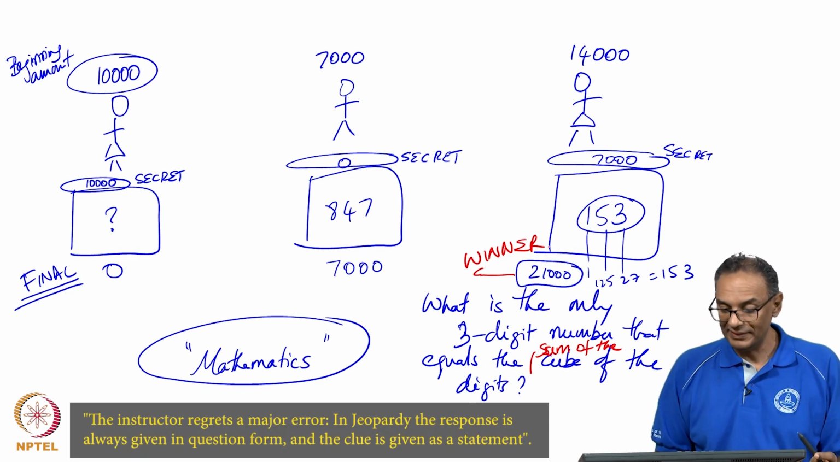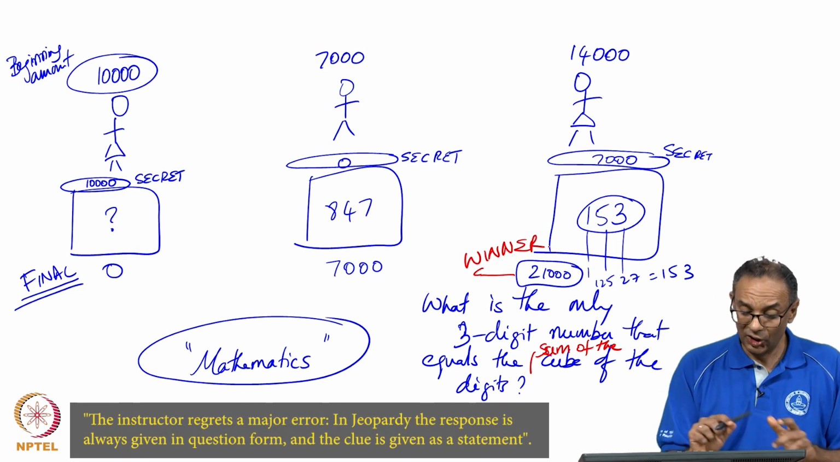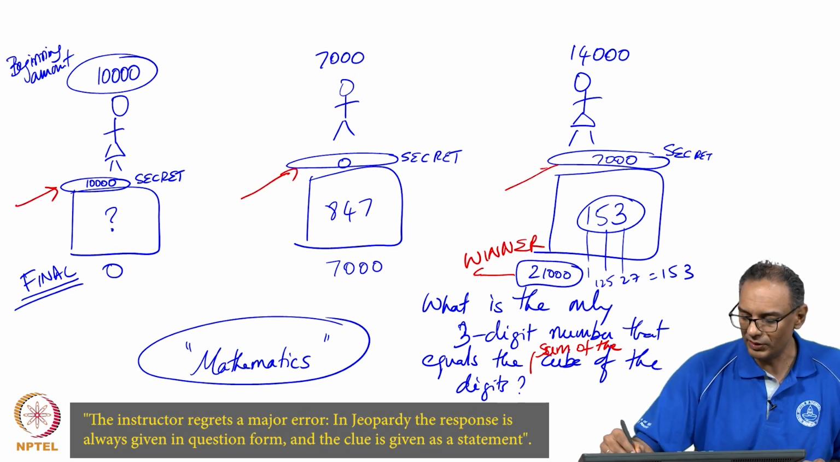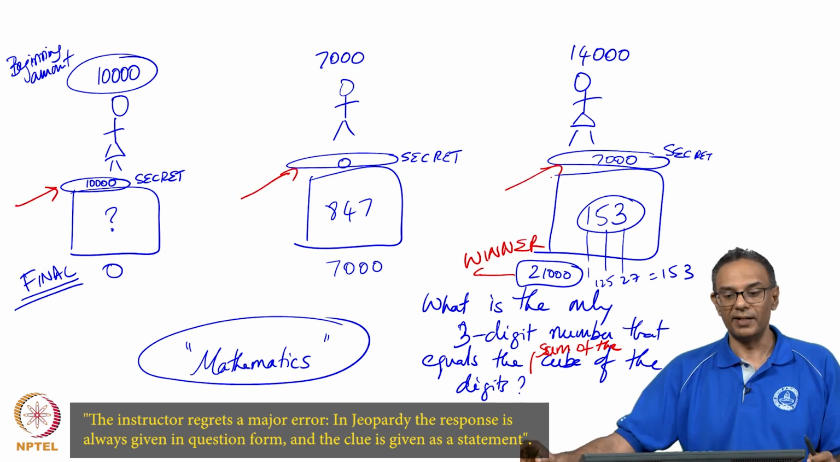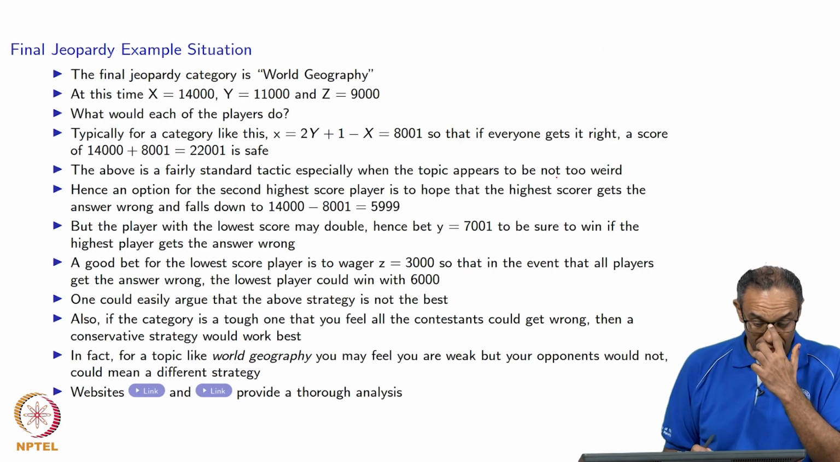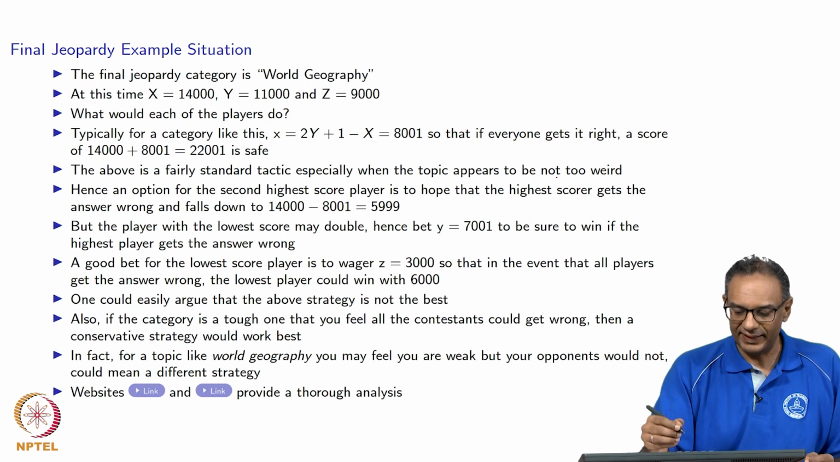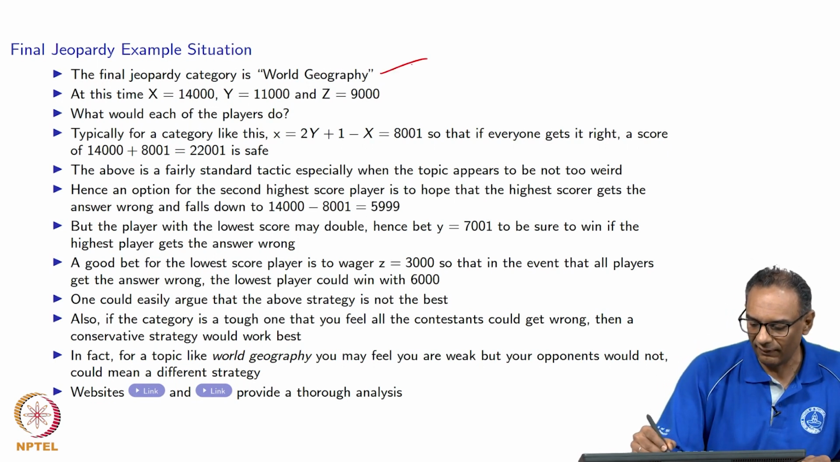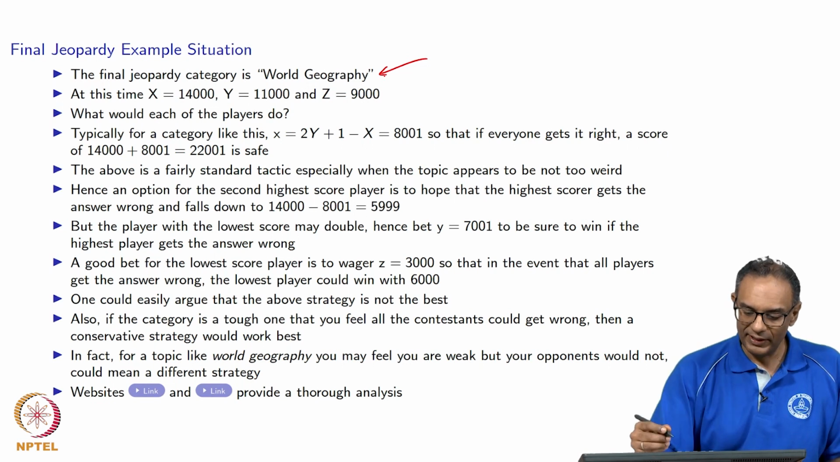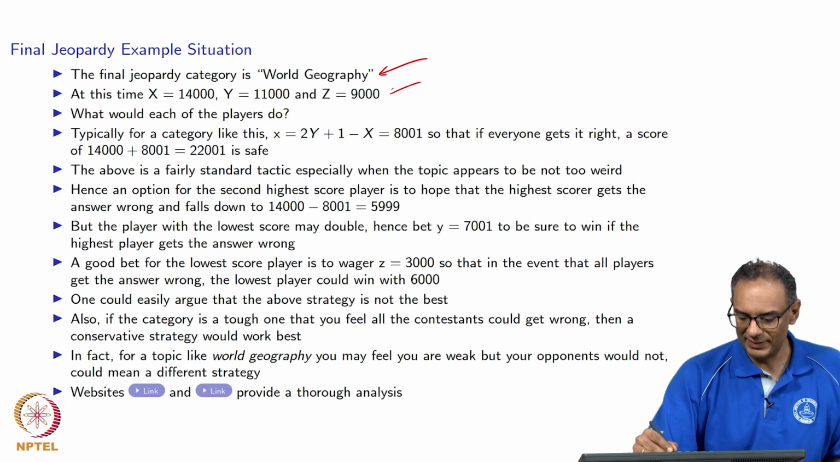So, now the question is, what is a good number? What should this number be, what should this number be, and what should this number be will be our study next. So, let us look at this. Let us say the category is world geography. Now, this is another different category. Now, I am giving you different numbers for what x, y, and z are.